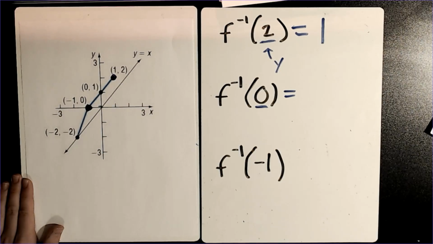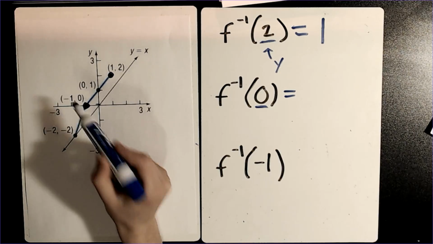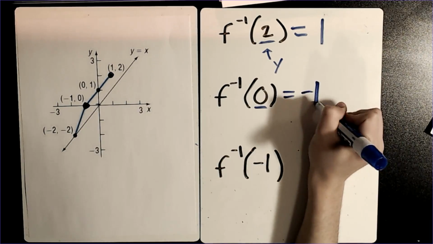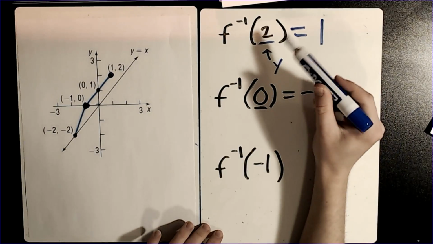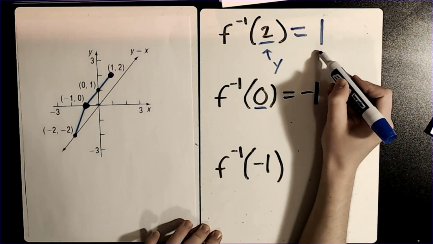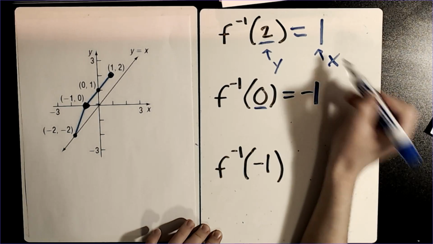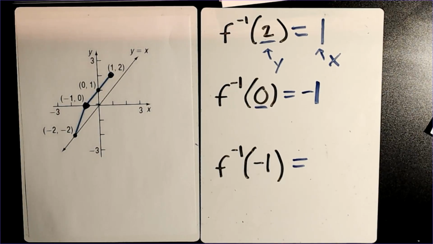(-1, 0) is where the graph has y equals 0, and so this x value is going to be our answer, -1. Okay. So remember, the thing that goes in the inverse is the y, and what pops out is the x. Okay? It kind of switches roles of x and y. Okay, we're going to do just one more real fast. Make sure we got it.